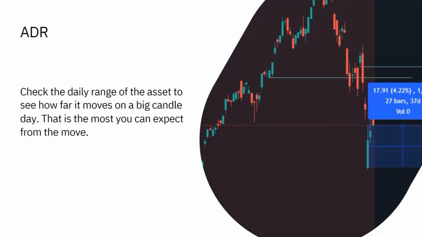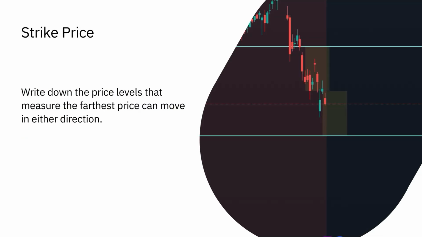ADR, average daily range. Check the daily range of the asset to see how far it moves on a big candle day. This is the most you can expect from the move. You can use indicators to see what the average daily range is, or you can use the average true range, or ATR. But a simple and dirty method is to check for the largest candles and just measure them, and that's your expected move on an earnings announcement. Strike price. Write down the price levels that measure the farthest price can move in either direction.